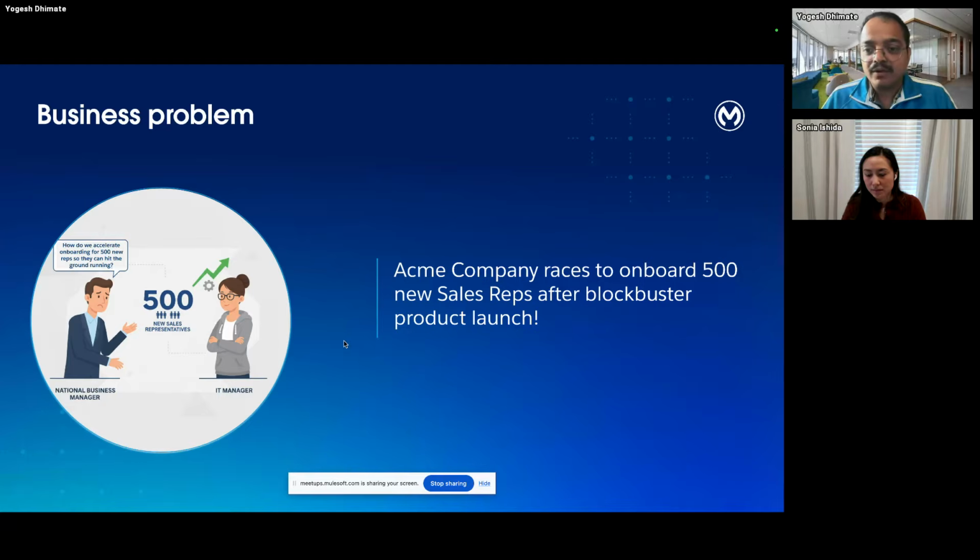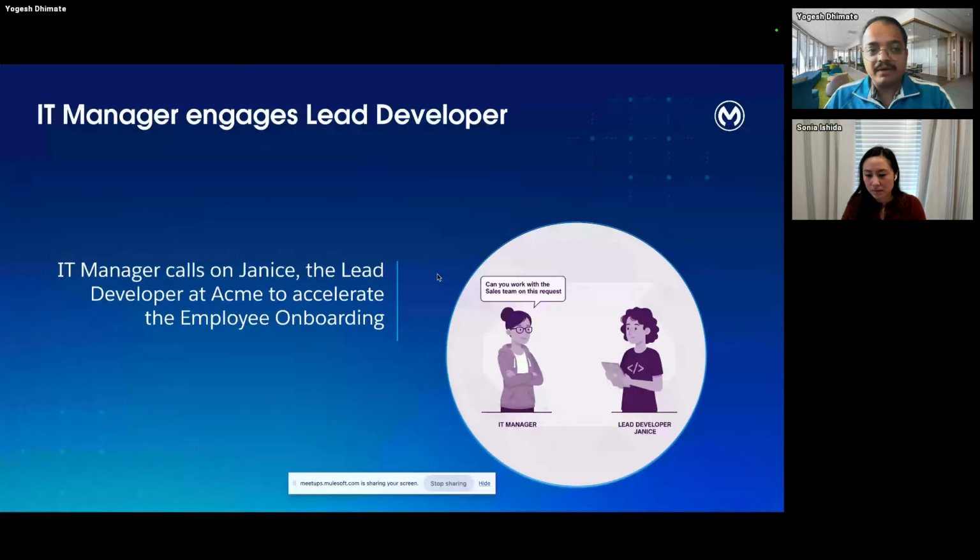They are seeing tremendous growth in the market after their blockbuster product launch, and the IT manager has invited their lead developer, Janice, to accelerate the employee onboarding. Obviously, onboarding 500 employees manually is going to take a lot of time. They are going to lose opportunity if this isn't accelerated. So Janice is thinking about how to solve this problem intelligently.